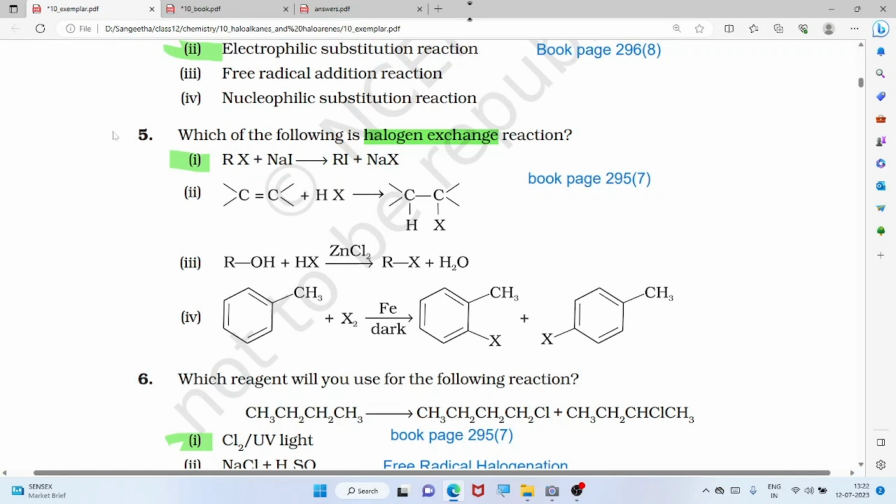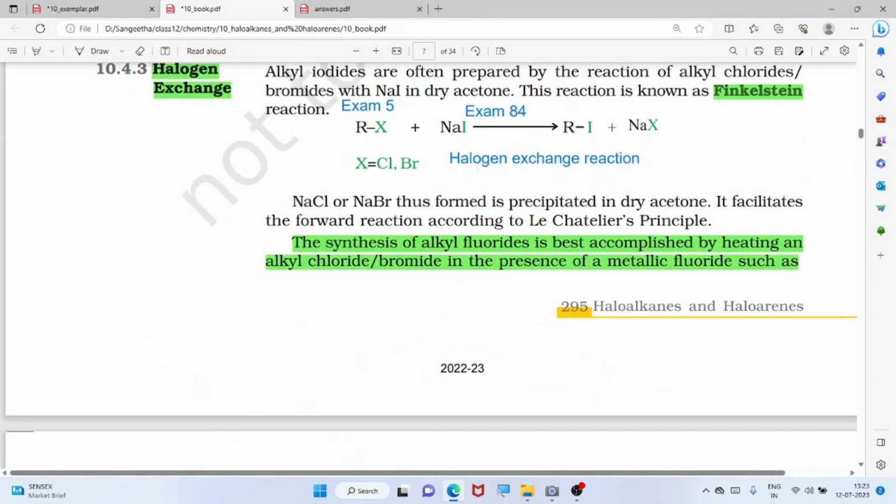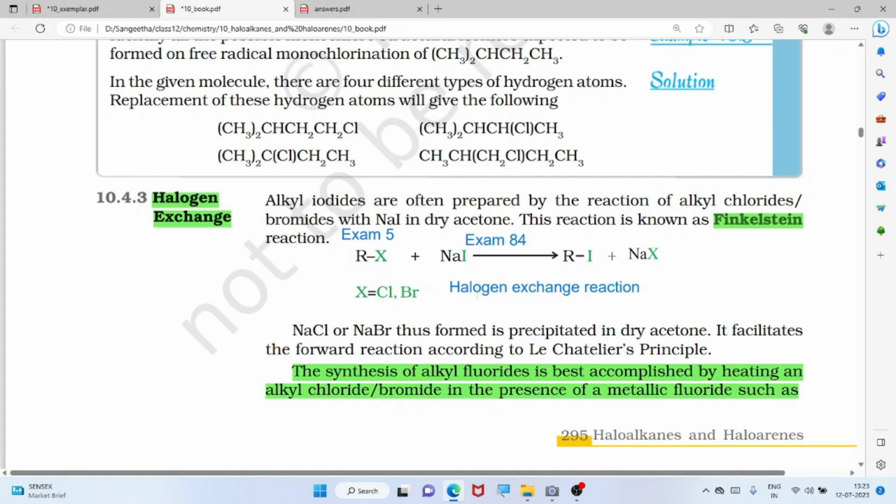Which of the following is the halogen exchange reaction? Here the halogen is exchanged, or this X will be replaced by these halogen atoms. This is the halogen exchange reaction. This is also called the Swarts reaction. Here, this is that reaction.